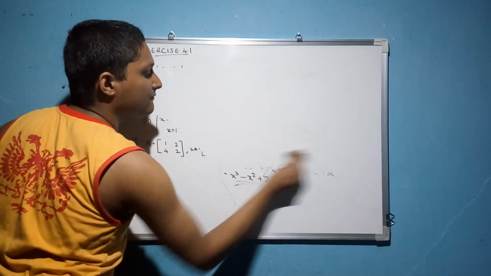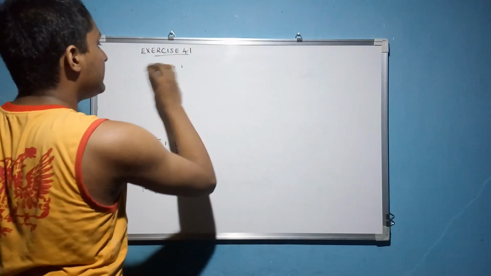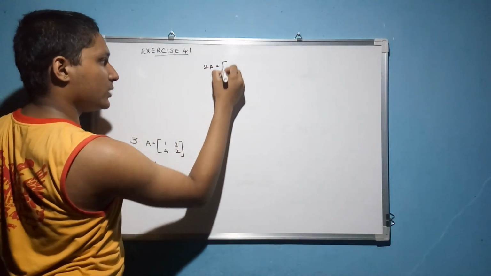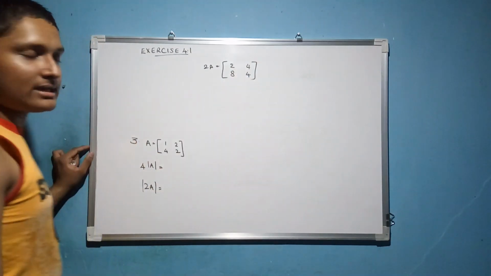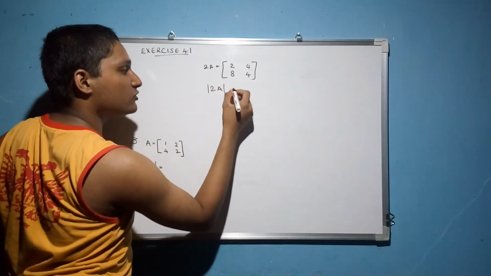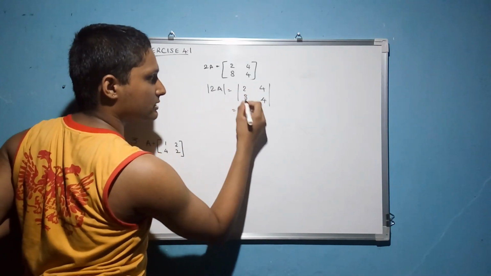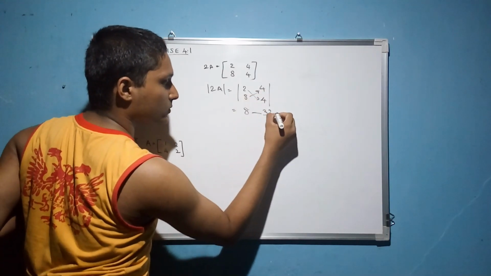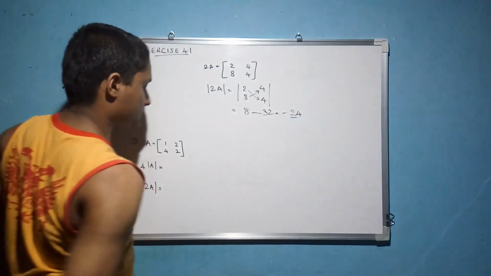When you multiply 2 by a matrix, every element present in that matrix is going to be multiplied by 2. Therefore 2A is going to be 2, 8, 4, 4. So the determinant value of 2A, with 2, 8, 4, 4, is going to be 2 into 4 is 8, minus 8 into 4 is 32. It's going to be minus 24. Okay, minus 24 we got.